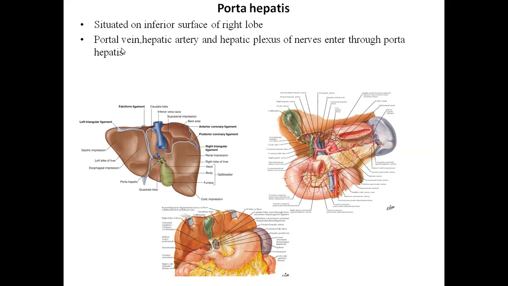Some structures like portal vein, hepatic artery, and hepatic plexus of nerves enter through the porta hepatis. So there are some structures which are going to enter into the liver. Portal vein: this large vein here is called the portal vein, the blue colored structure seen posteriorly. Hepatic artery can be seen here, this one. Hepatic plexus of nerves, which are a group of nerves, are entering into the liver. At the same time, the right and left hepatic ducts, the green colored structures here, are leaving the liver.